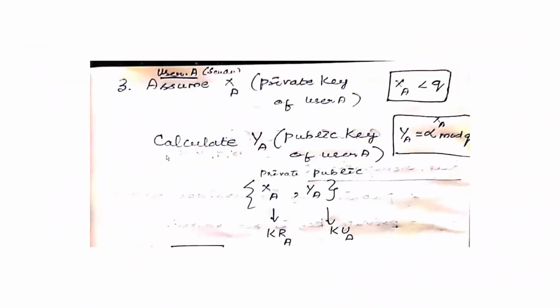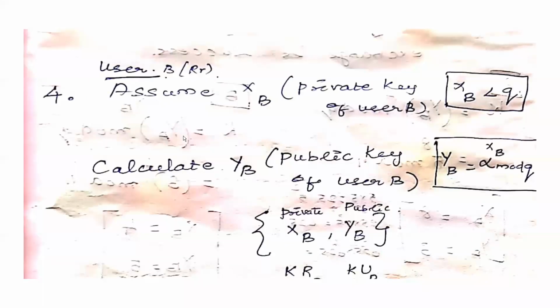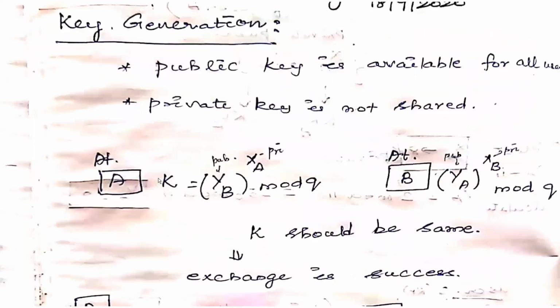In the previous step for user A we calculated the private key and public key, and in the next step for the receiver we assumed XB and calculated YB. So you have to use the words accordingly, whether it is assuming, selecting, or calculating.